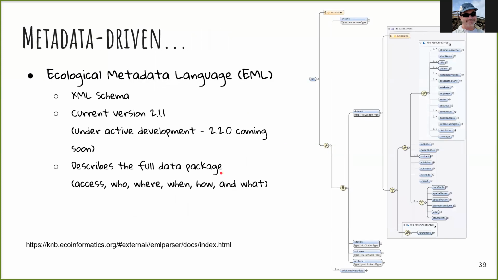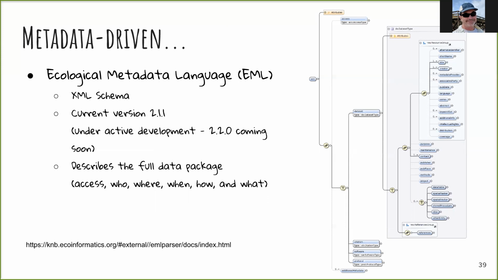As I mentioned earlier, it's a metadata-driven data repository software stack. We standardized on the Ecological Metadata Language, EML. EML is based on an XML schema. It's defined by that schema. The current version is 2.1.1, and there is active development going on. There should be a really nice release coming out. It's been, I think, 8 years in the coming, but this new version, 2.2.0, I believe, will be the version number, should be out probably within the next month or two, and I look forward to that.